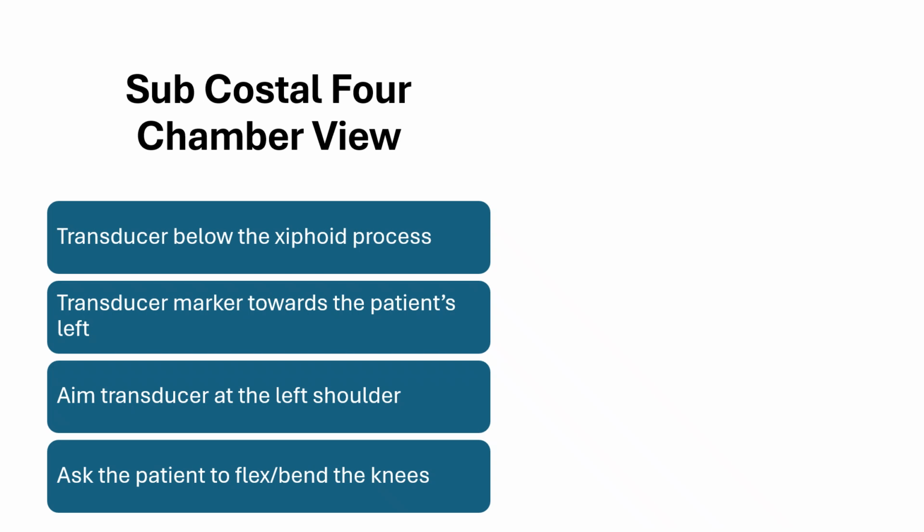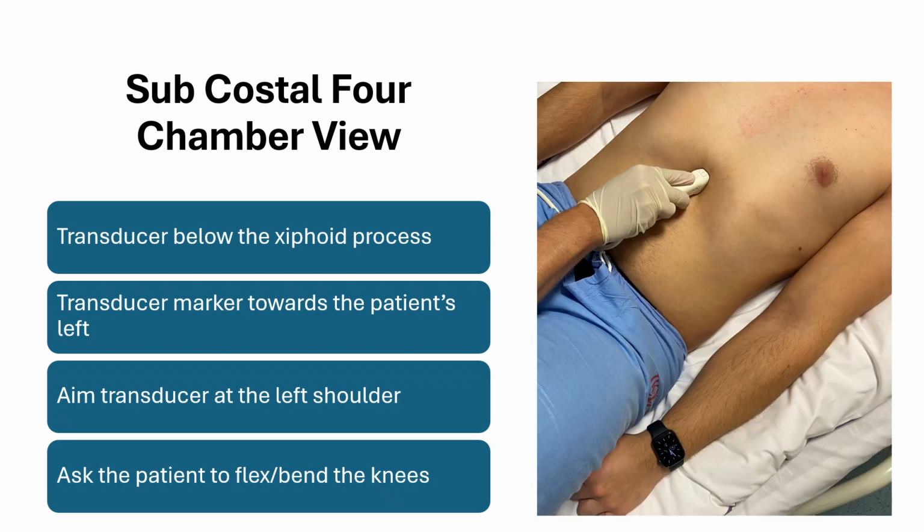Next, let's review subcostal four-chamber view. You want to place the transducer below the xiphoid process with the marker towards the patient's left, as shown in this image. You also want to aim slightly at the left shoulder. Sometimes, in order to relax the abdominal musculature, you can ask the patient to flex his or her knees, if not prohibited by the patient's pathology. Please pause this slide and video if needed.